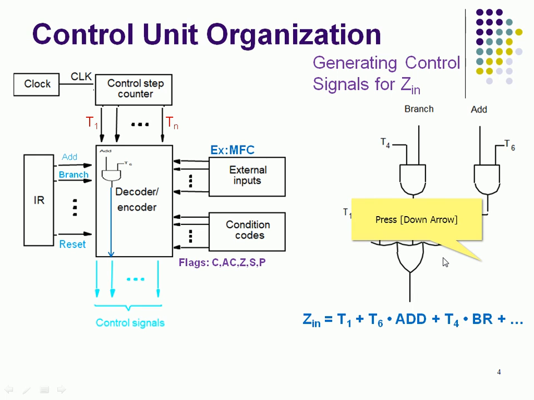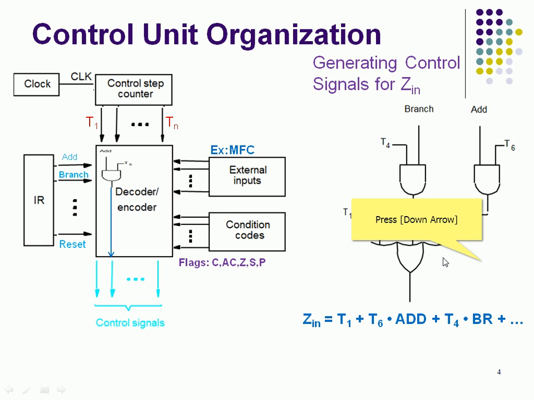So completely here we can see the Z-in control signal is going to be generated. I hope it is clear. So T1, T4, T6, the branch instruction and add instructions, all of those also use Z-in. That is why we have listed all those wherever Z-in is involved. So this is the complete mechanism to generate the control signals for Z-in.